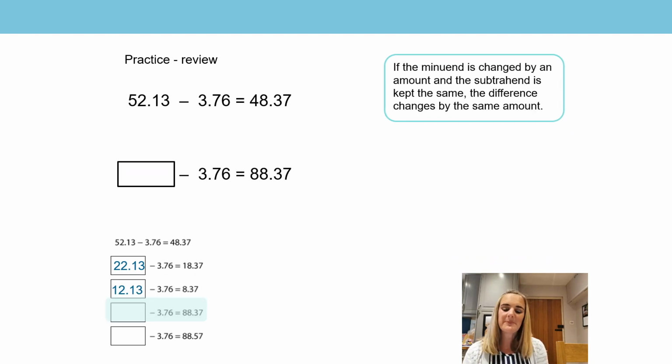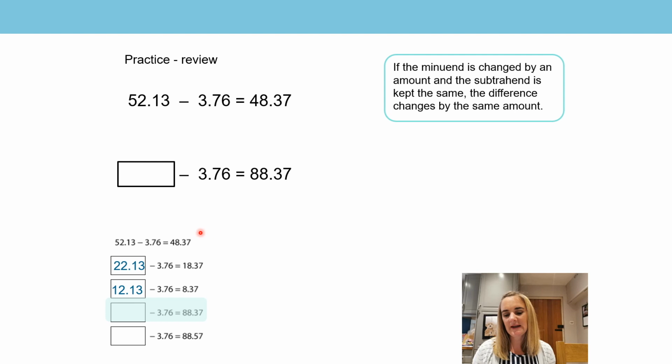So if you look now in that bottom left-hand corner, you can see that two of our missing boxes have now been filled in. So we now have 3 facts in our sequence that are all connected. So now we're on to the missing box, subtract 3.76 is equal to 88.37, that one that's highlighted at the bottom in blue. Right, so let's have a think. Do we want to use the original calculation, the 52.13 subtract 3.76? This one here, or do we want to use a different one?